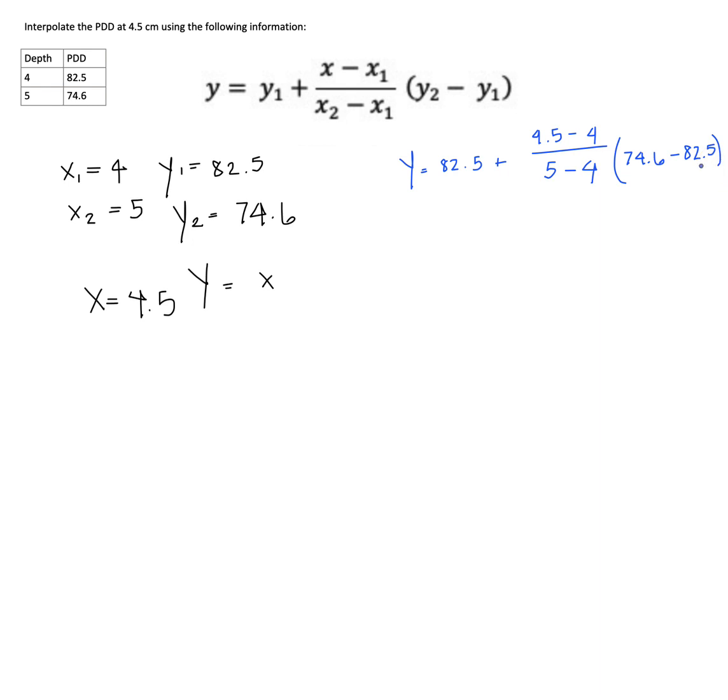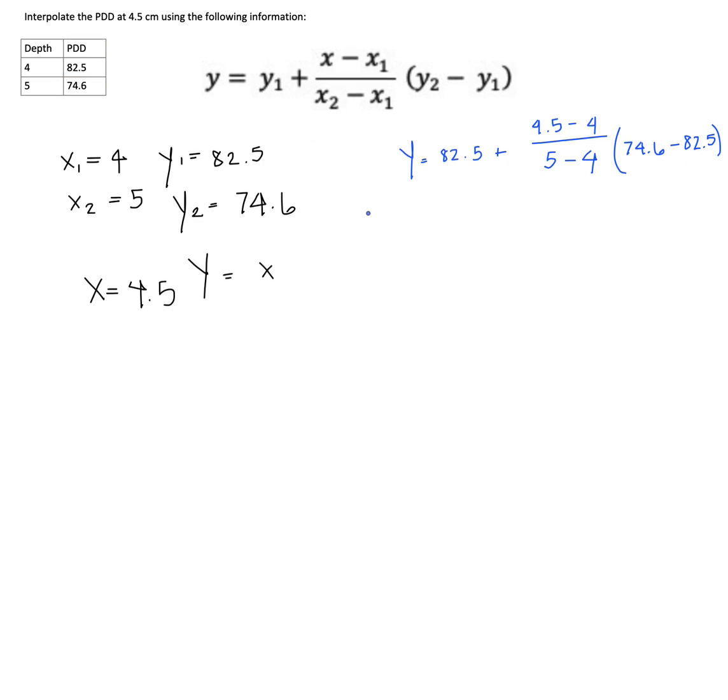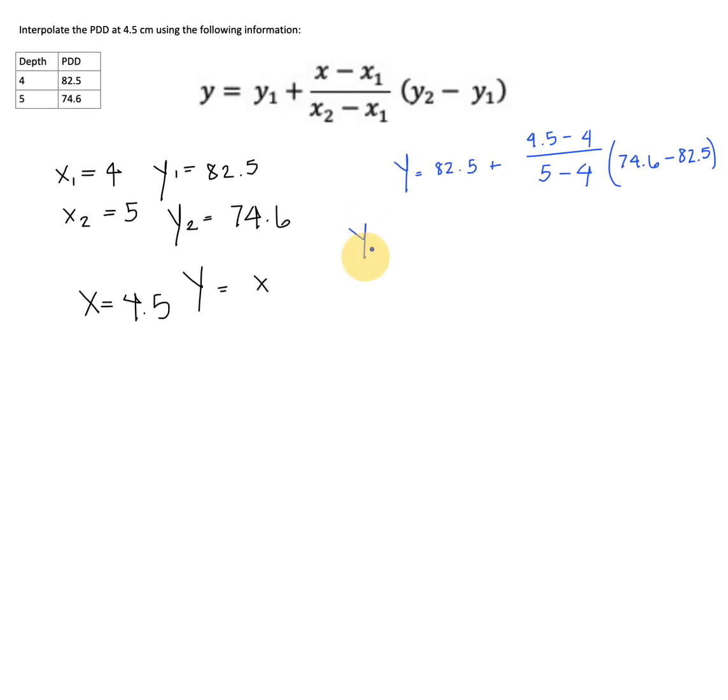There are two ways you can go about this first. It doesn't fully matter as long as you do what I'm about to show you in the right order, if that makes sense. You'll see in a sec. So I'm going to write my y again. I'm going to keep this 82.5. I'm not going to touch it yet. I'm going to then consolidate the numerator. So 4.5 minus 4 is 0.5. And then 5 minus 4 is 1.